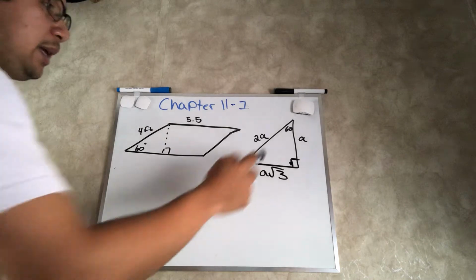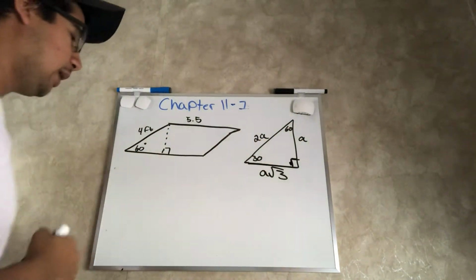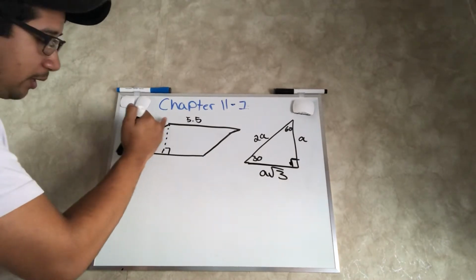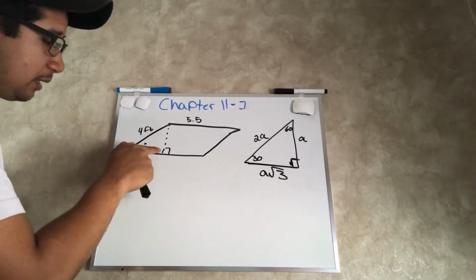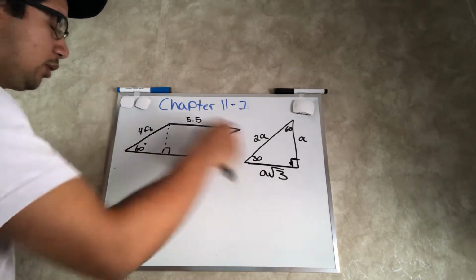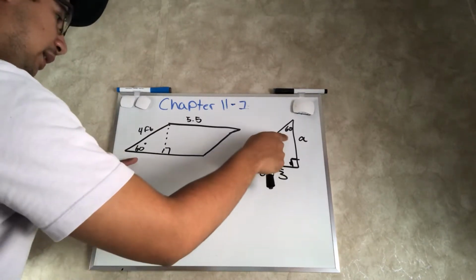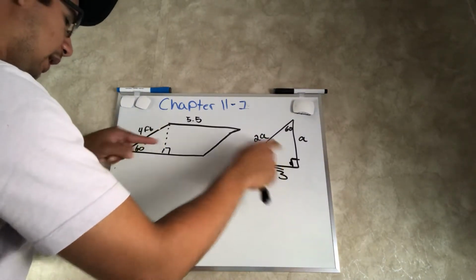Well, because this is a 60, 30, 90. Or 60, 90, 30, right? If you look at this triangle right here, this is a 60. This here is going to be a 90 because of the right angle. And a 30. So these two triangles are similar. Okay? We have 60, 60, 30, 30, and then 90 and 90.